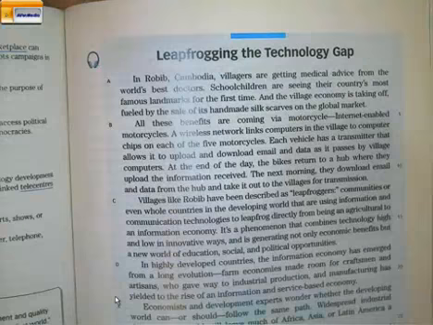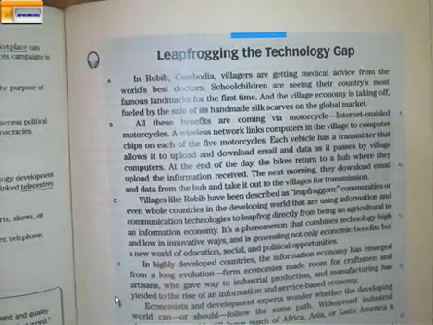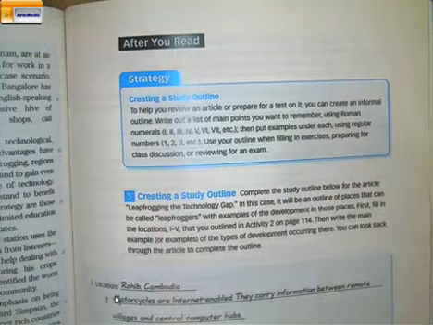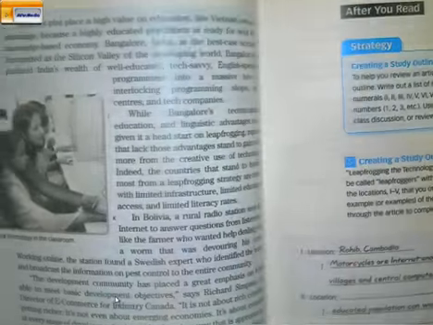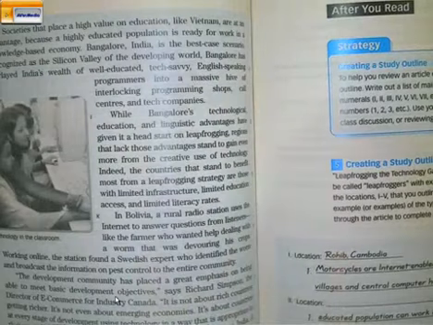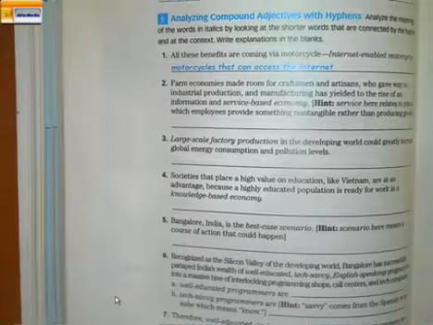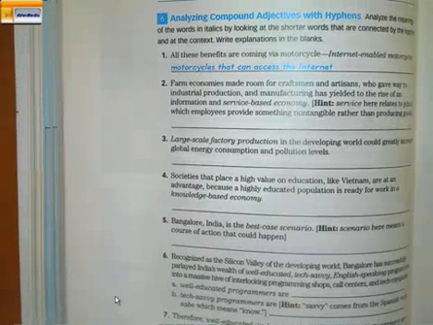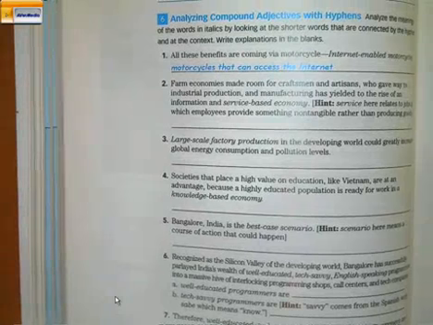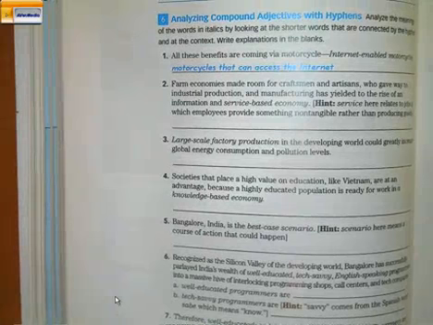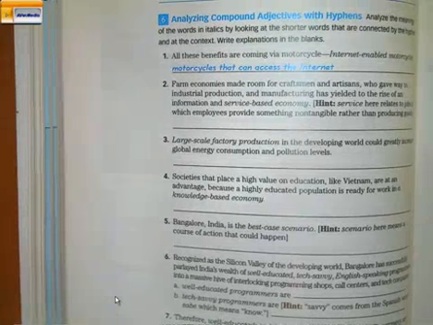Now you have the passage here, leapfrogging the technology gap. It consists of 2 pages. If you read it, you will see then the pattern, whether it is from general to specific or from specific to general. Well, the last one here, exercise 6, analyzing compound adjectives with hyphens. Number 1 is done for us, which is internet-enabled motorcycles, cycles that has internet or can access the internet.